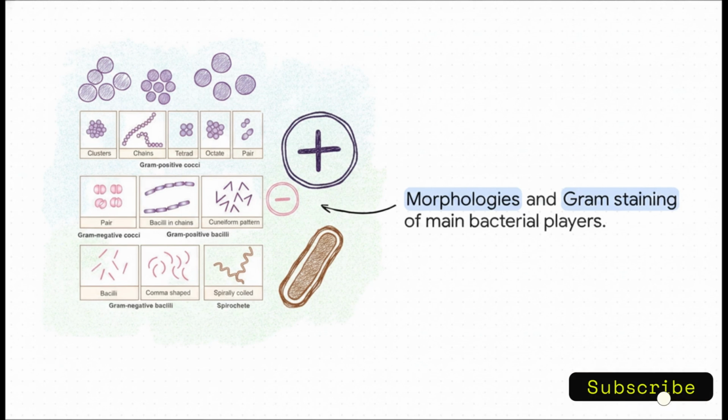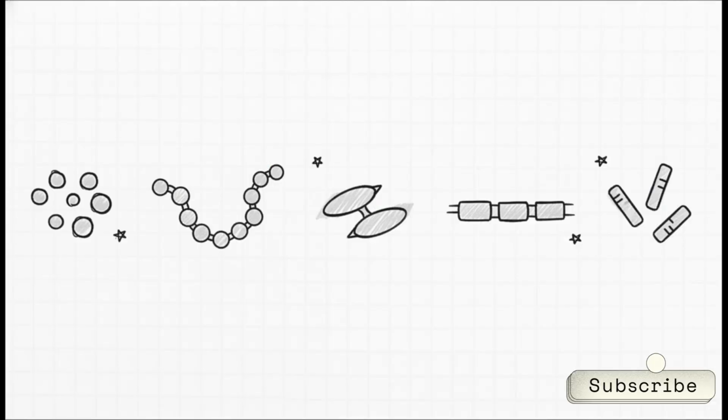These structural arrangements, especially when you combine them with whether they're gram-positive or gram-negative, form the absolute foundation of bacterial identification. So here's where we hack the exam. You need to memorize these through association, because examiners literally love testing these exact pairings. Take a mental snapshot right now.